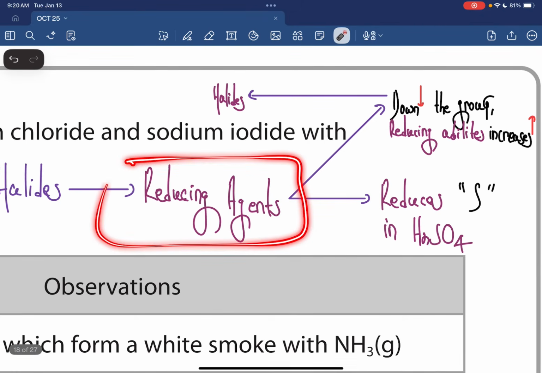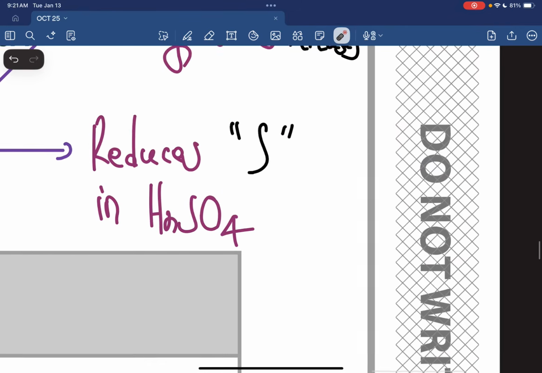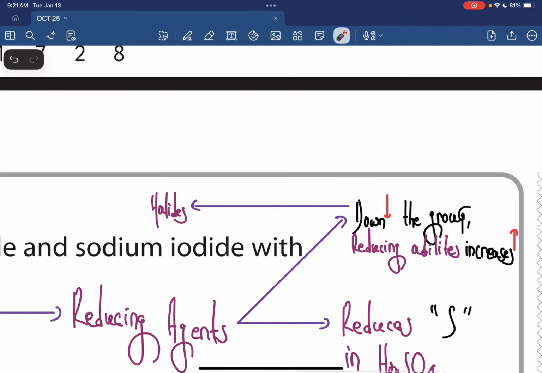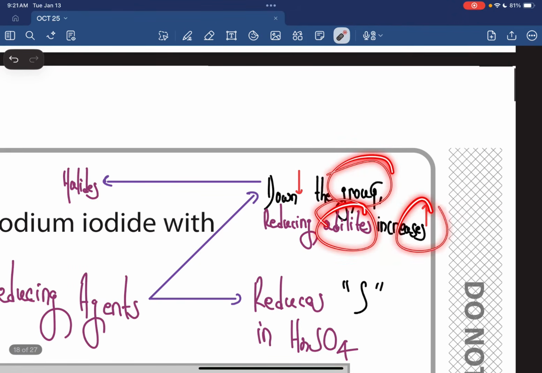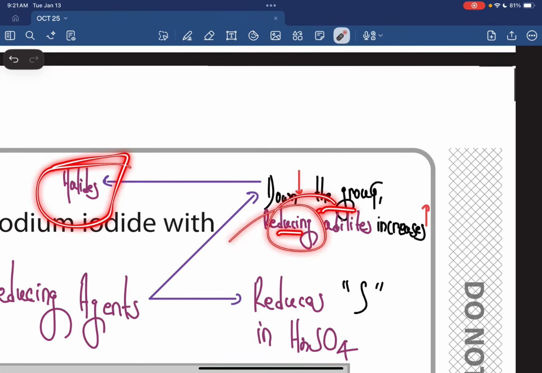So they act as reducing agents. They reduce the sulfur in H2SO4, decreasing its oxidation state. Down the group, the reducing ability increases, which means they could further decrease the value of sulfur. As the reducing ability increases, they could change the sulfur to -2 as well, decreasing the positive value of the sulfur to extremely negative values. So down the group, the reducing ability of the halides increases.